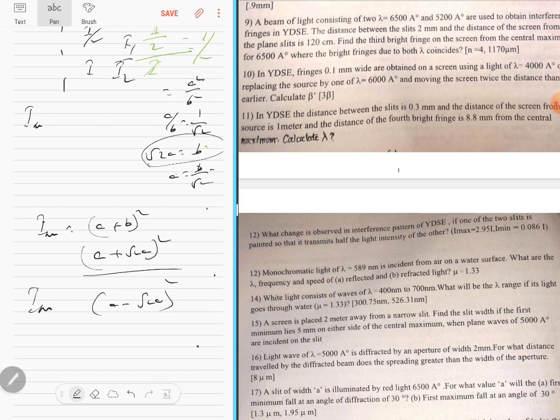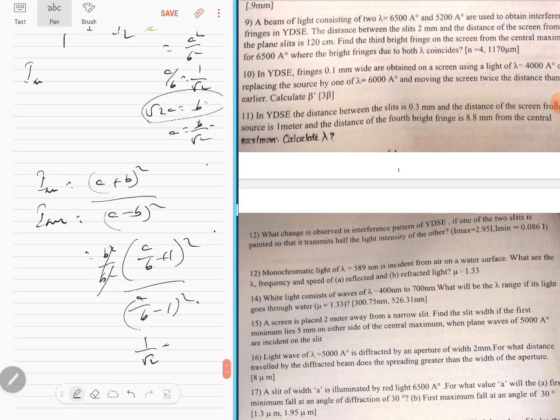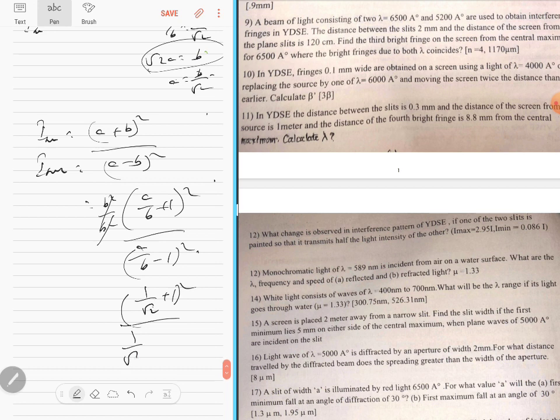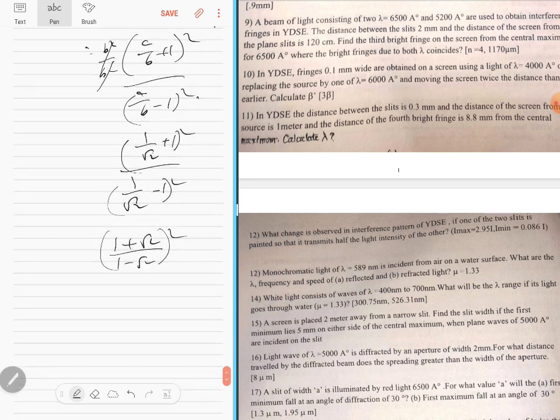Or you can even write it as A plus B the whole square by A minus B the whole square itself. I maximum by I minimum is A plus B by A minus B the whole square. You can again take B square out common: A by B plus 1 the whole square by A by B minus 1 the whole square. So A by B itself is 1 by root 2 plus 1 the whole square by 1 by root 2 minus 1 the whole square. So it's 1 plus root 2 by 1 minus root 2 the whole square. If I expand this, it's 1 plus 2 is 3 plus 2 root 2 by 1 plus 2 is 3 minus 2 root 2.